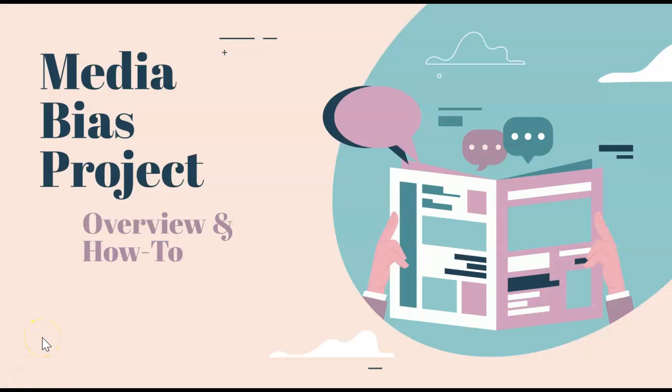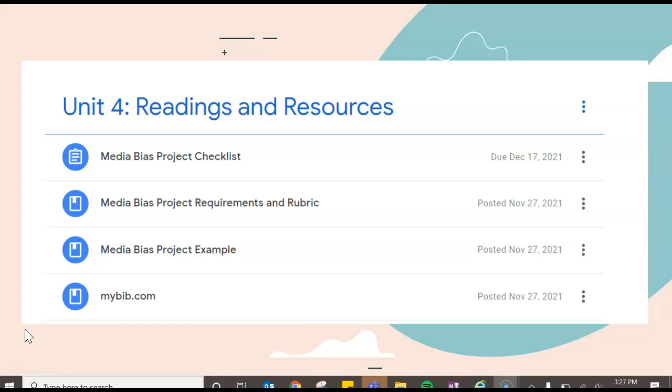In this video, we'll go over the basic expectations of the media bias project, as well as go through some examples to make sure that you're set up for success. First, if you look in Google Classroom in the section titled Unit 4 Readings and Resources, you'll find a number of resources that will be helpful to you in finishing the project.